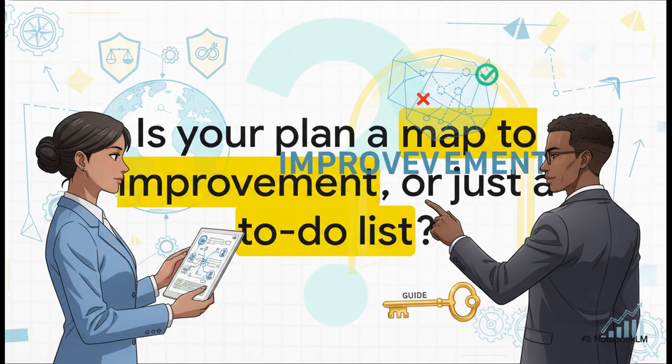So as we wrap this up, I want to leave you with this one question to think about. Is your audit plan a strategic map that's actually guiding your company toward improvement, or is it just a list of things to check off? Because a really great plan, one that's built on a foundation of ethics, independence, and risk, doesn't just check boxes. It truly points the way forward. Thanks for joining me for this explainer.